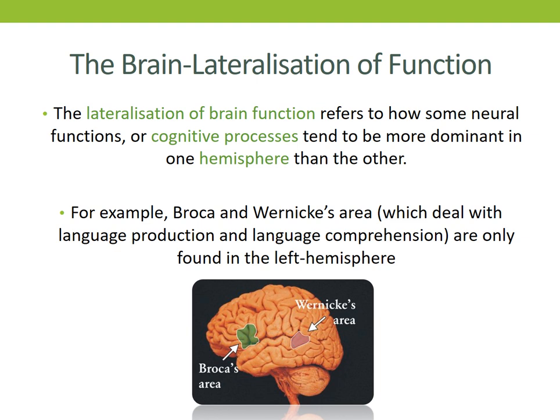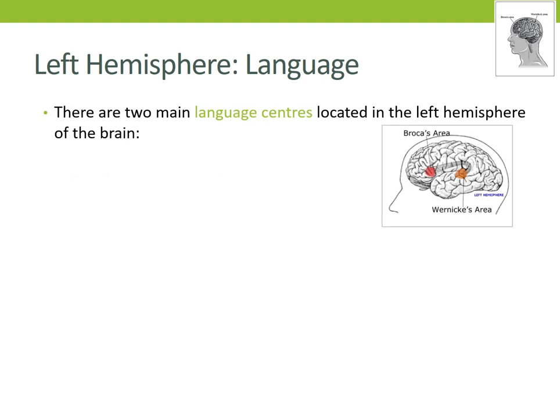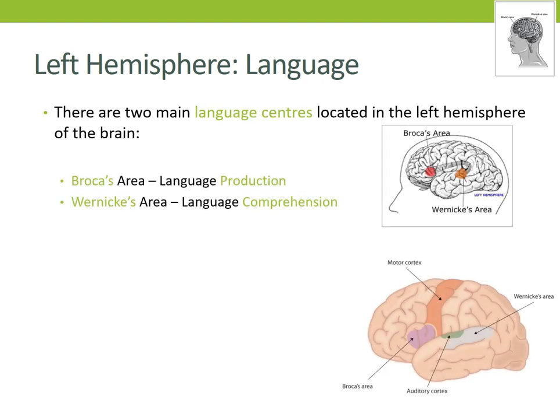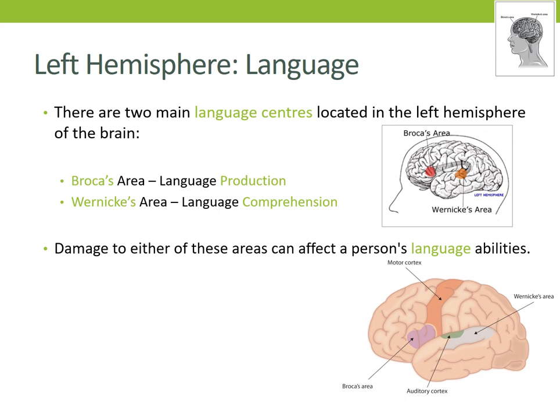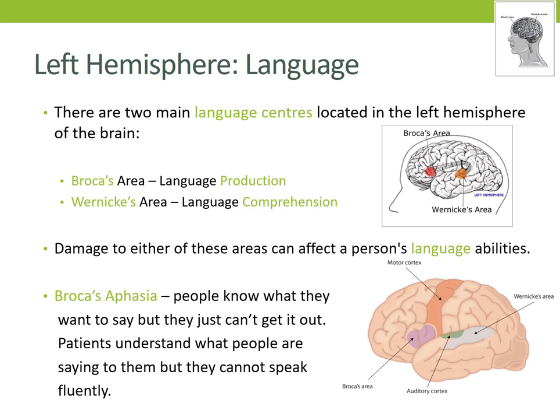Okay, so we can say that language is lateralized because we know that there's definitely those language areas in the left hemisphere. So it's more dominant in the left hemisphere. You've got two main language centers in that left hemisphere: Broca's area, which is to do with language production, and Wernicke's area, which is to do with language comprehension. If you have damage to either of these areas, it can affect a person's language ability and can lead to something called aphasia. If you have aphasia, it means that you're struggling to use that speech function.